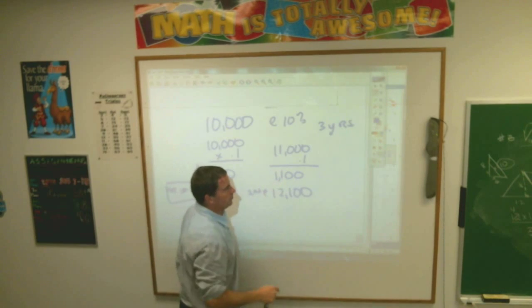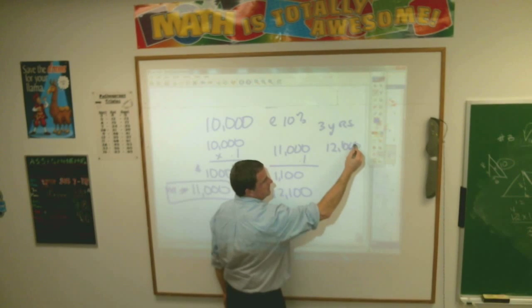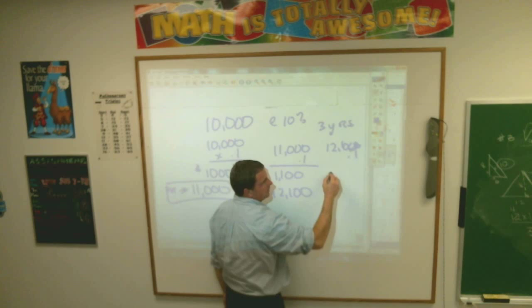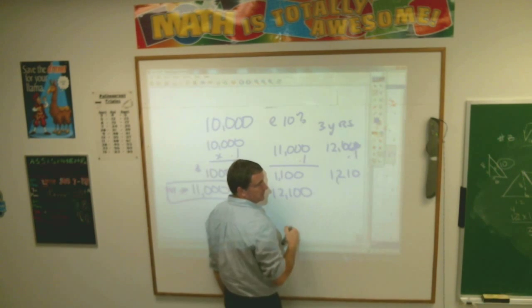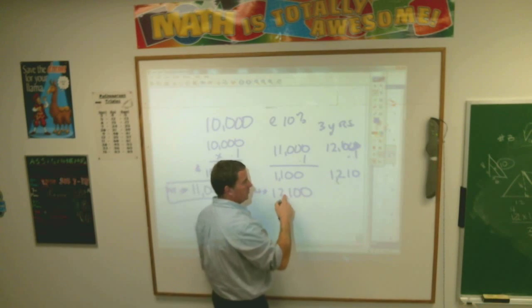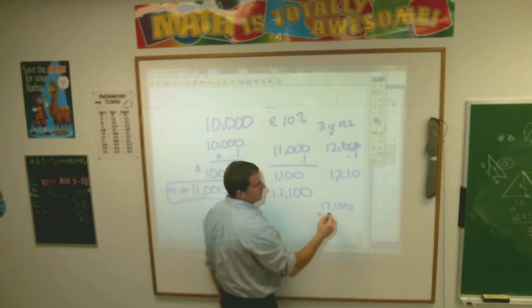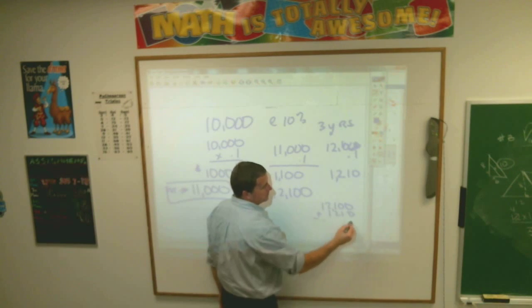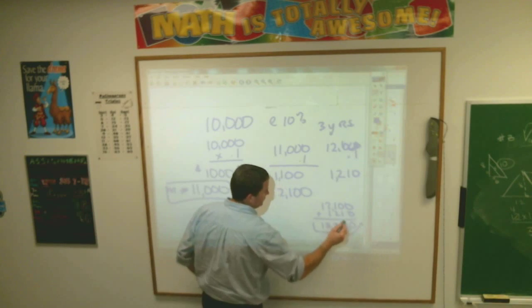And then with the third year, $12,100 times 0.1, which means I just moved the decimal back one place. So I get $1,210 in interest. And I have to put that back with what I started with. So my $12,100 plus my $1,210 will give me my final at the end of 3 years. I'm hopefully going to have $13,310. I hope that was the answer.